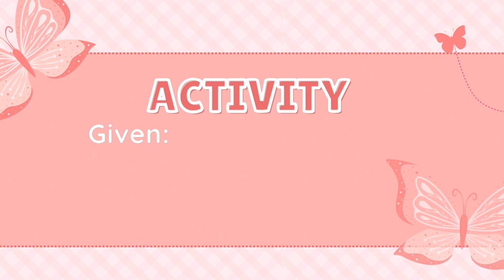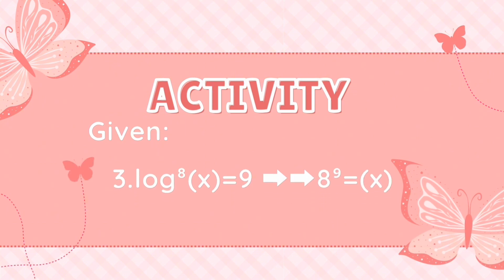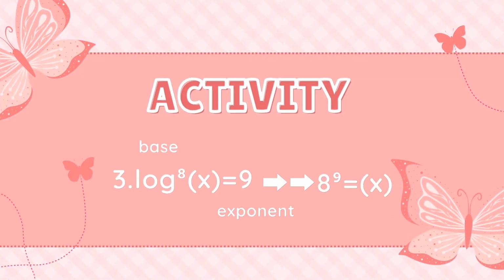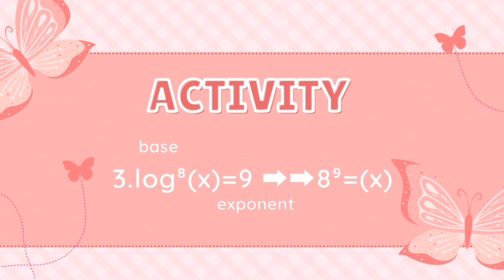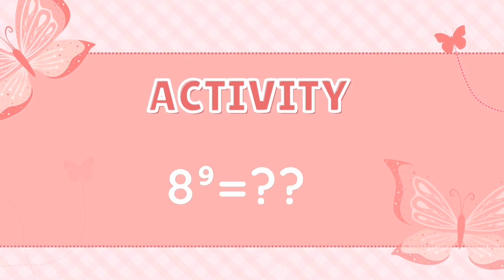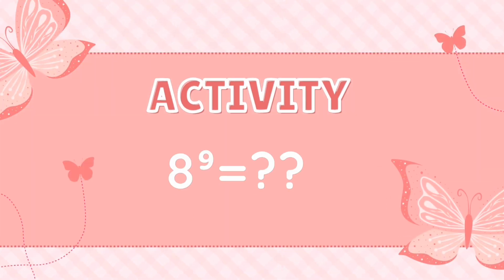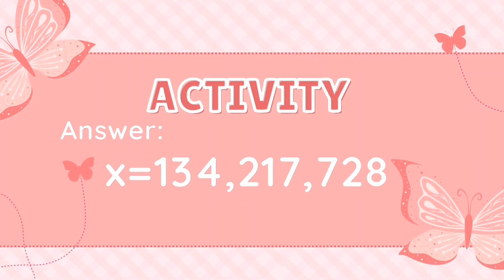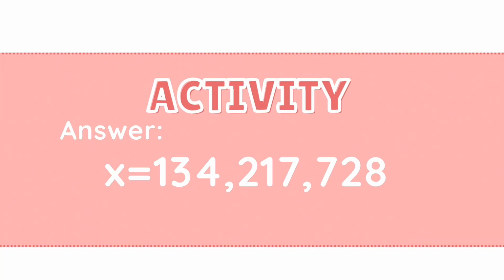Number 3, the given equation is log base 8 of x equals 9, and 8 to the power of 9 equals x, where the base is 8 and the exponent is 9. So we need to evaluate the base and the exponent. 8 to the power of 9 equals, so the answer is x is 134,217,728.